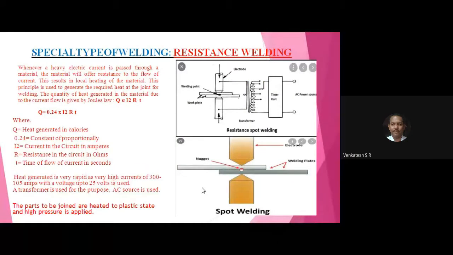Now you write down first title, special welding processes. Below that write down resistance welding.